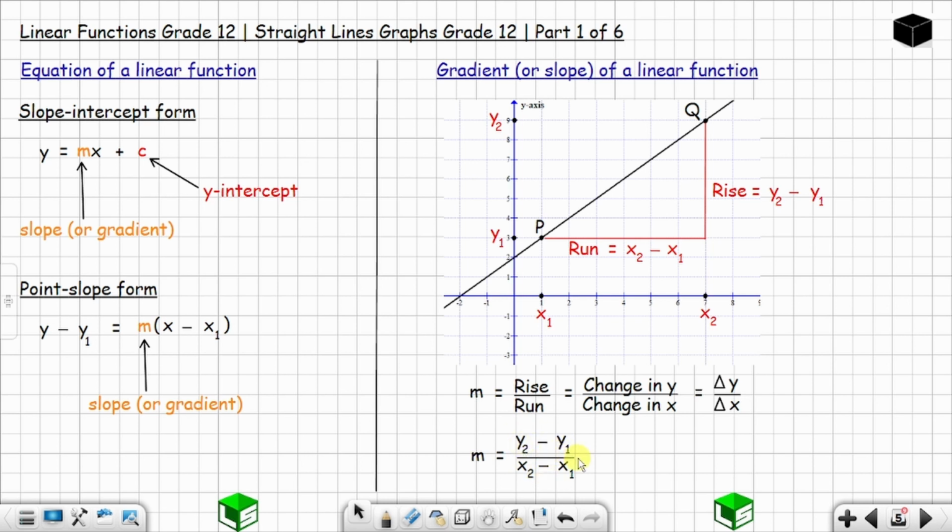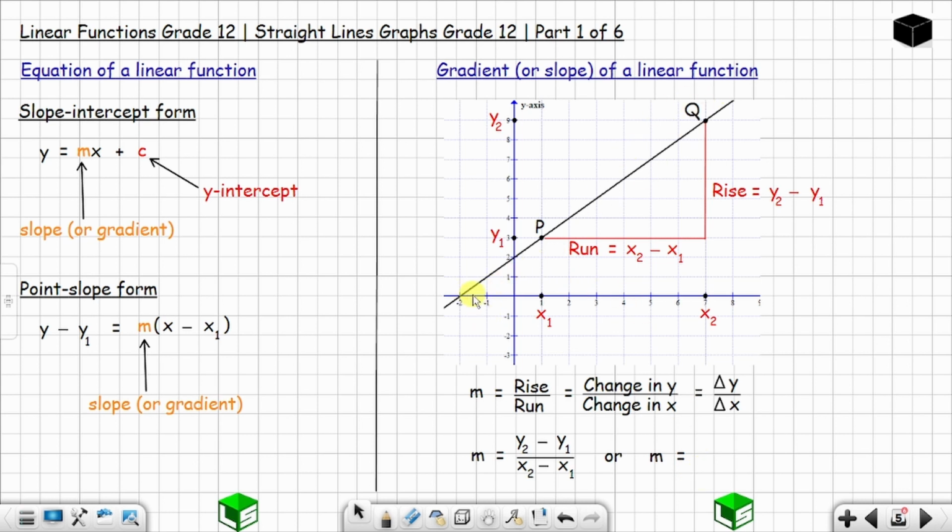Okay, another issue that you may encounter is that if you are not given any 2 points on the straight line, how can you calculate the gradient or the slope? Because you know that to get the slope or the gradient, you need any 2 points on the straight line. But what if you are not given any 2 points on the straight line?